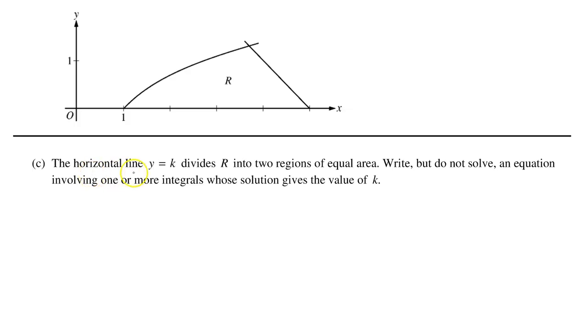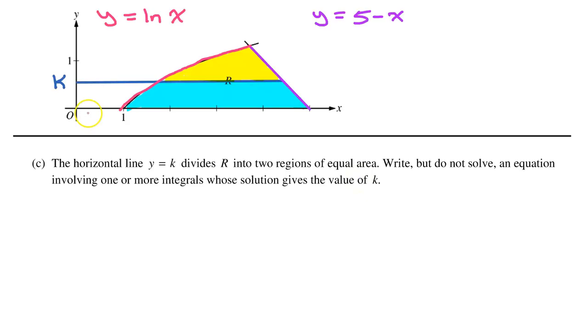Part C. The horizontal line y equals k divides R into two regions of equal area. Write but do not solve an equation involving one or more integrals whose solution gives the value of k. Okay, so here is the horizontal line y equals k, splitting region R into two regions of equal area. So the yellow area is equal to the blue area. Our goal is to set up an equation involving one or more integrals that also has a k in it.